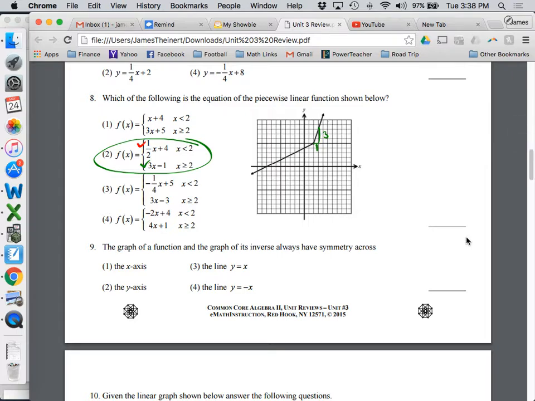Graph of a function and its inverse, the graph is always symmetric across the line y equals x. This is just a fact here. You might remember that from geometry because a reflection in y equals x caused the coordinate point x, y to switch into y, x, which is exactly what we did when we wrote the inverse equation just problems ago.